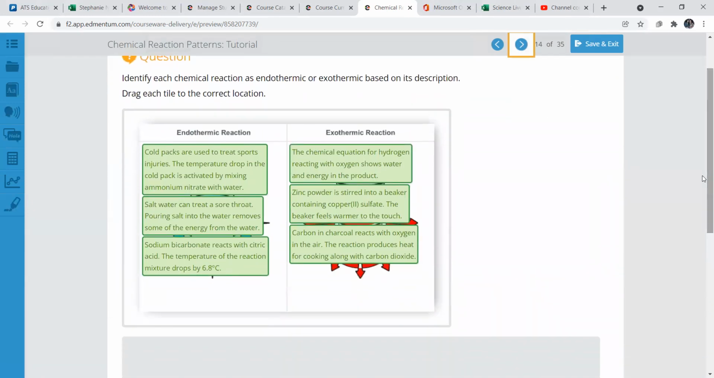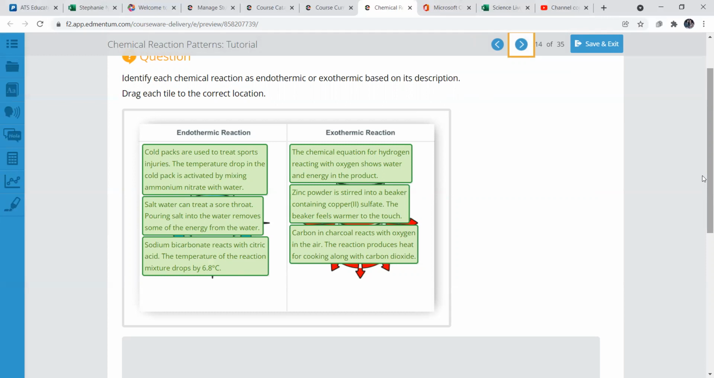So here we have a couple examples, endothermic and exothermic. I'll go over the first two on each. Endothermic cold packs are used to treat sports injuries. The temperature drop in the cold pack is activated by mixing ammonium nitrate with water. Pretty interesting. If you've seen those ice packs before, when you shake it up or break up the little pieces, it becomes cold because ammonium nitrate reacts with the water inside of it. Fun fact, some of them are reusable too, so you can put them back in the freezer and reuse them.